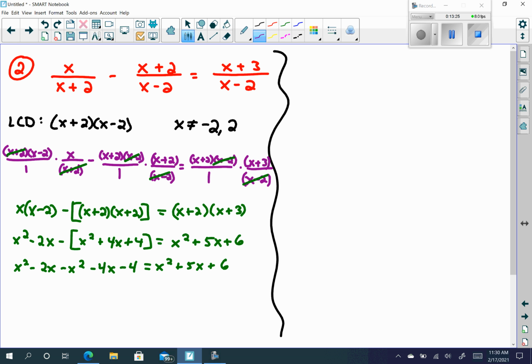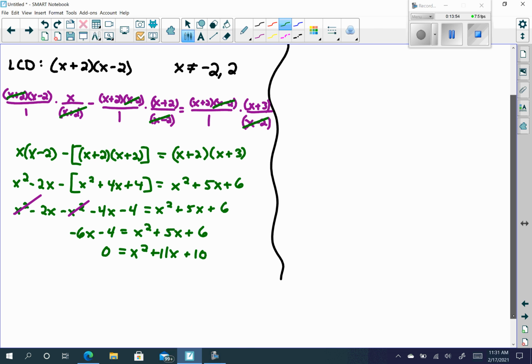Over here, these x squares cancel out, but I still have this x squared over here. So what I want to do, I'll go ahead and combine negative 2x minus 4x is negative 6x minus 4 equals x squared plus 5x plus 6. Now at this point, I want to bring these two terms over to set equal to 0. So when I do that, I'm still going to have an x squared. When I add 6x, that's going to add to the 5x, so that's 11x, and then I'm going to add 4 to the 6, so that's 10, and this side is 0.